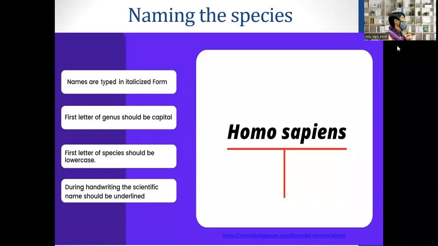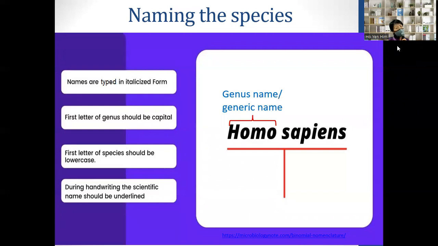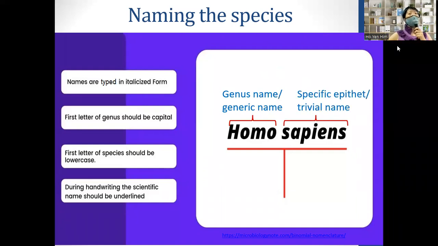And then if you write Homo sapiens using your handwriting, you must underline the word Homo and the word sapiens. The spacing between these 2 words, do not underline. Only underline the 2 names. So why are there 2 names there? Because the first name is called the genus name. It's the grouping of this organism into the genus. So it's called genus name or generic name. And the second name is called the specific epithet or trivial name.